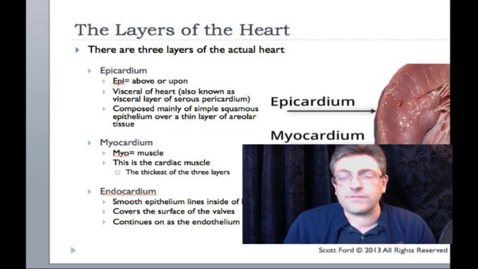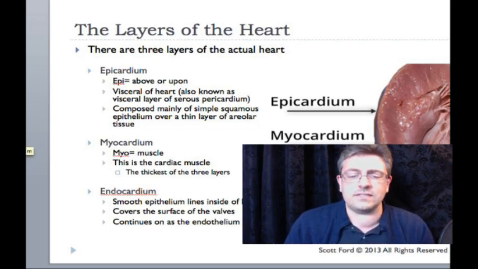All right. It covers the surface of the valves, and it continues on as the endothelium in the blood vessels.